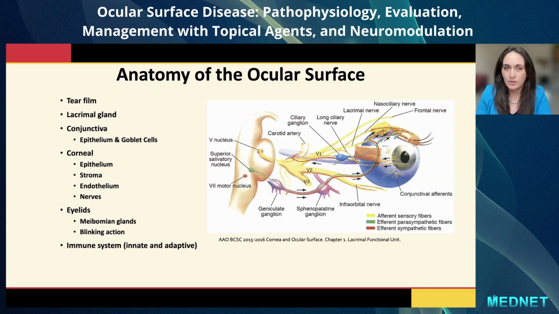So what is the ocular surface and what's included in the anatomy of the ocular surface? When we think about the ocular surface, we want to think about the tear film, the lacrimal gland, the conjunctiva, including both the epithelium and goblet cells. You also want to think about all the layers of the cornea, including the epithelium, stroma, endothelium, and also the corneal nerves are really important, as well as the eyelids, both the glands within the eyelids, as well as the blinking action. And then you also want to think about the immune system, both the innate and adaptive immune system.